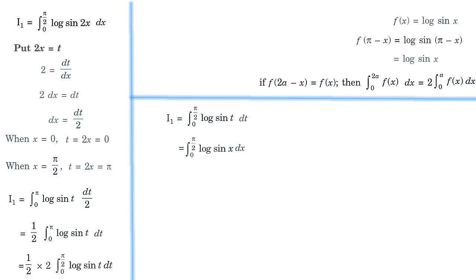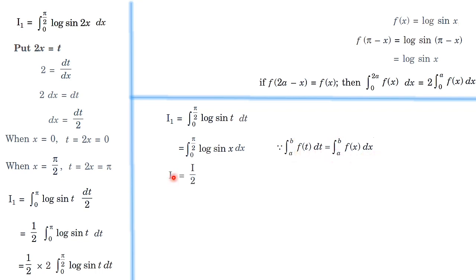So here we are changing the variable. This property also we have learned. If the limits are the same and the variable is changed, it's not a problem. So here integral 0 to pi by 2 log sin t dt, we can write as integral 0 to pi by 2 log sin x dx. So this is the property we have used: integral a to b f of t dt is equal to integral a to b f of x dx.